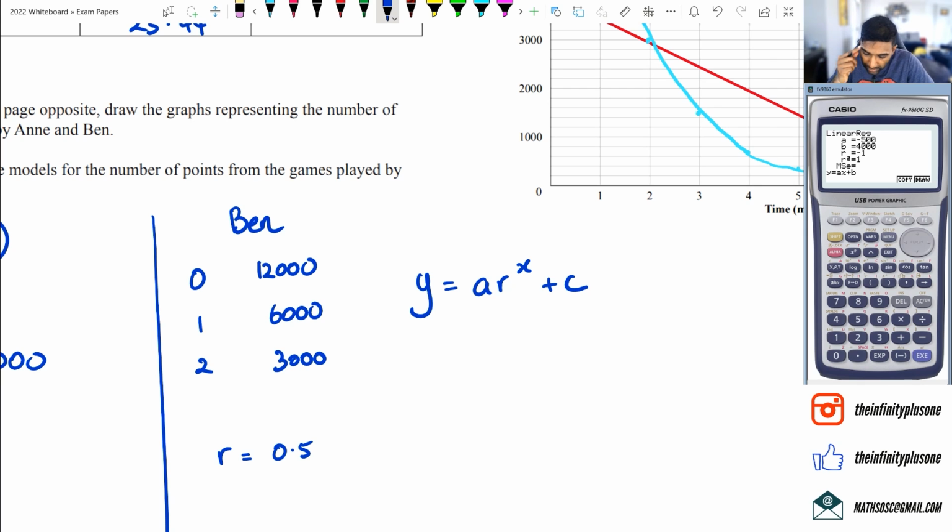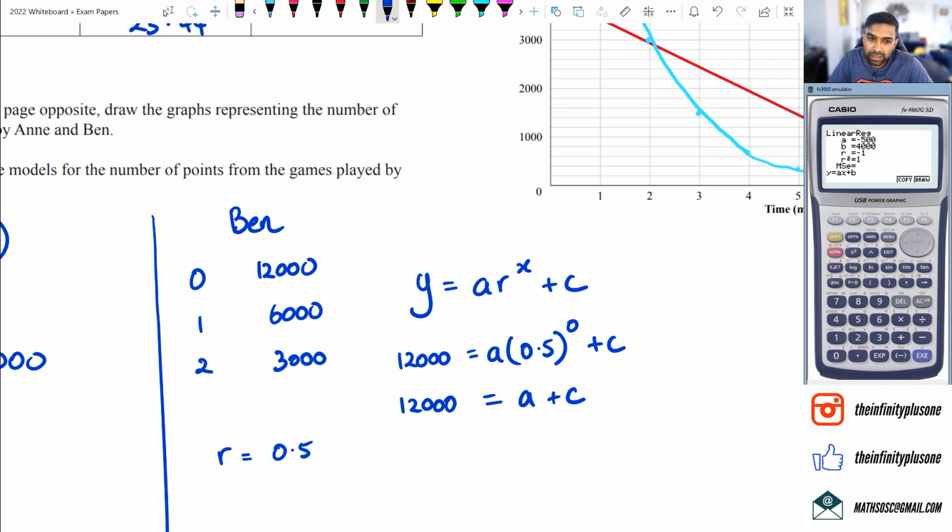So what we're going to be doing is we're going to take the 0 and 12,000 first, and we're going to substitute it in here. So we're going to get 12,000 equals a, which we don't know what it is. r in this case is 0.5, and x is equal to 0, plus c. So when we do this, we're going to get 12,000 equals, now 0.5 to the power of 0 is just 1, which means we're going to get a plus c.